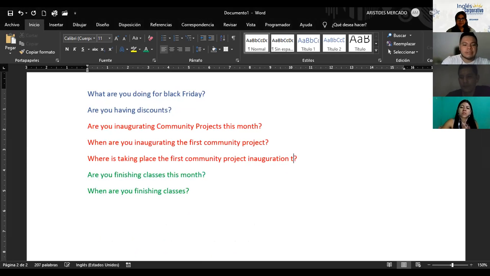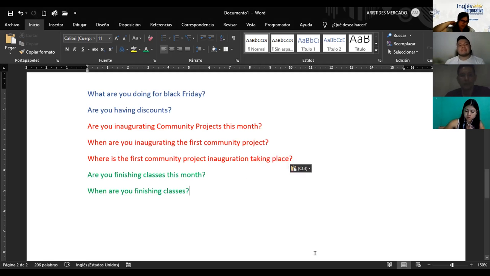Al final. Bueno, más fácil así. When is... Ahí está. Así. Porque es que todo su sujeto es the first community project inauguration. Inauguration. Taking place. This is the subject.